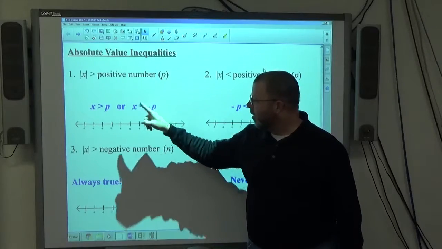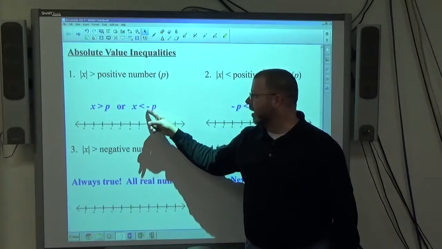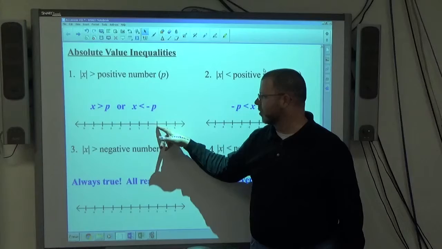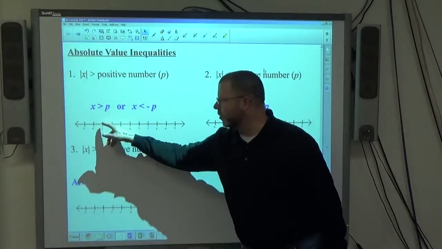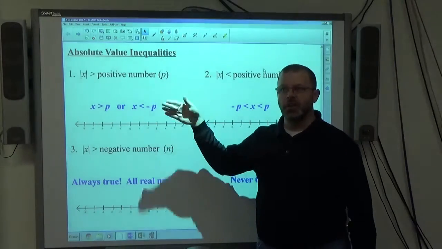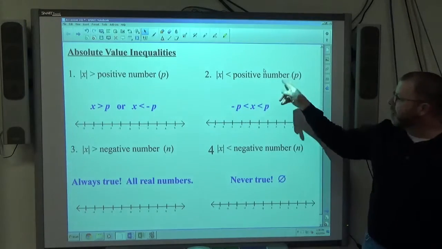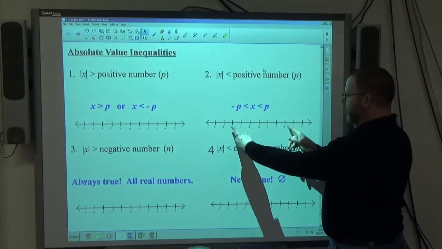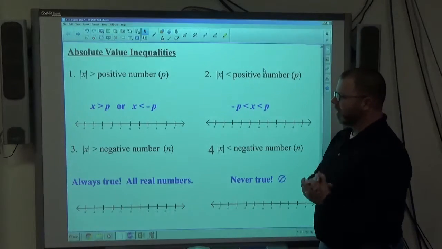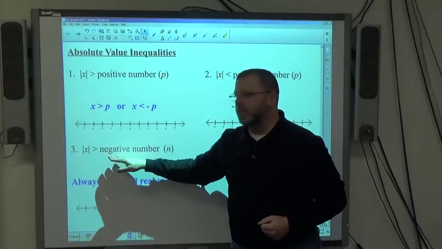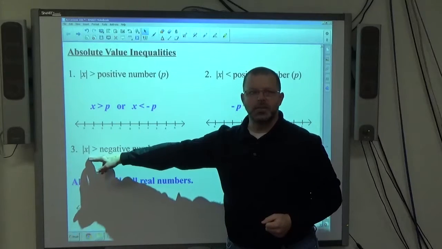All right, so you're going to get greater than p, less than negative p, so it'll be like an open circle at 3 going this way, open circle at negative 3 going that way, or if there's an equals, closed circles and going whichever direction. If it's less than a positive number, it's going to be from the negative to the positive number shaded in between. Absolute value greater than a negative number is always true because absolute value is positive, right?